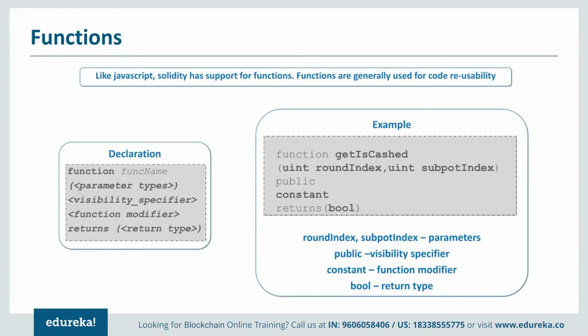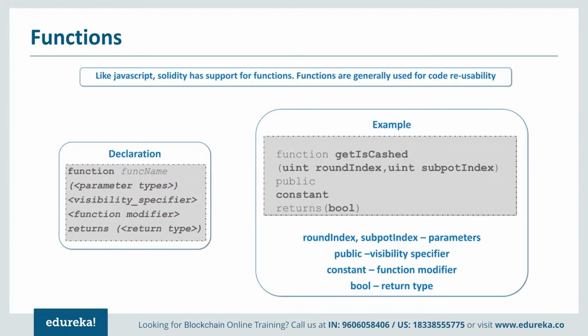It starts with the function keyword and the function name. Then you specify the parameters that you're passing into the function, if any. Then the visibility specifiers are discussed. Then the function modifiers are put in. And in the end, you must specify the return type with the returns keyword. So in our example here, you can see that we've made a function called SJH.